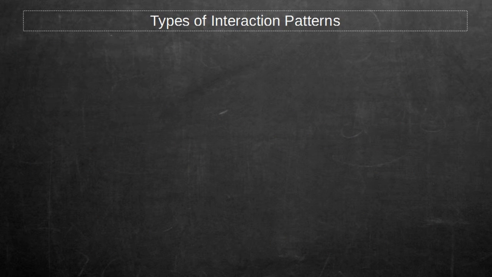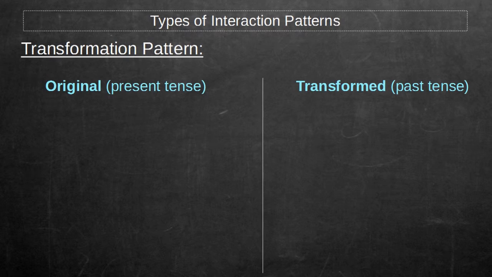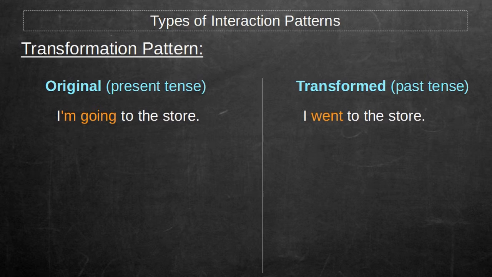Another type of pattern is the transformation pattern. This is when you transform part of the phrase into something else. This works well with verb tenses. For example, if you were practicing the past tense, you could create a pattern in the present tense that you would have to transform into the past. So for example, you could take the present tense I'm going to the store or I go to the store and transform that into the past tense I went to the store.